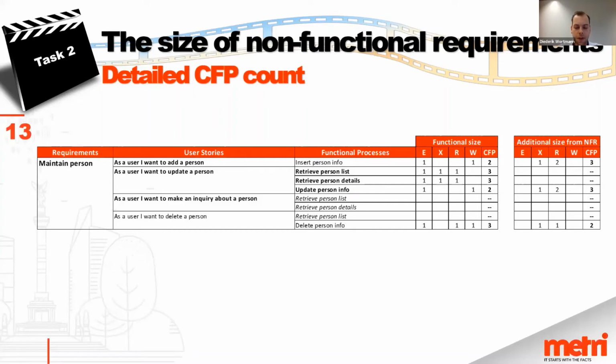And in our case, the COSMIC method allowed us to very elegantly account for all non-functional requirements and the assumptions that came with them, which means we were very confident in the measured size because we had a 100% accountancy for the non-functional requirements.